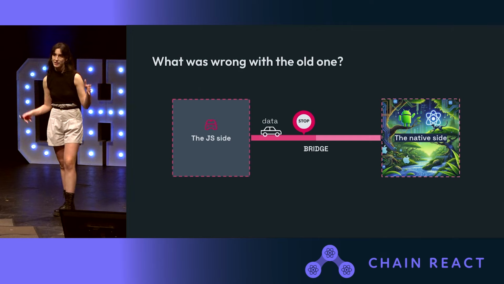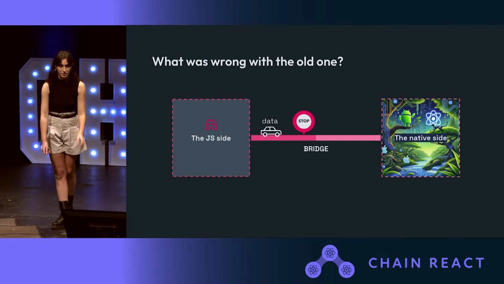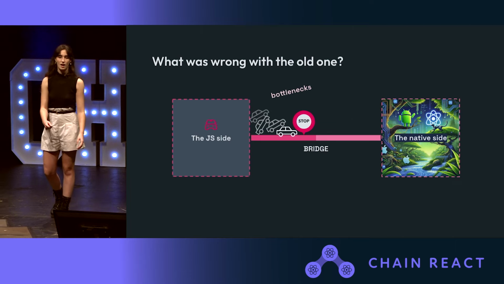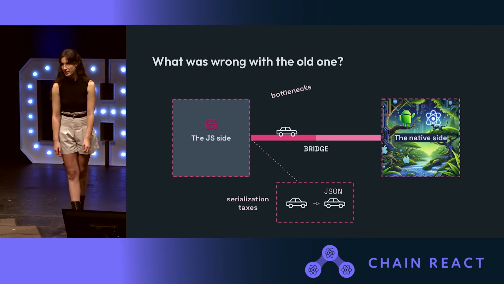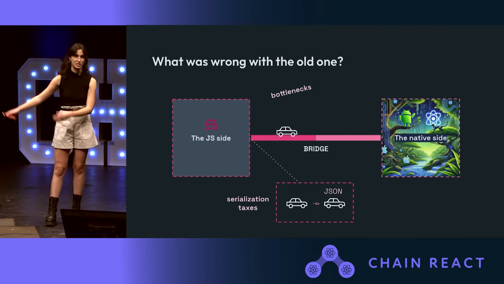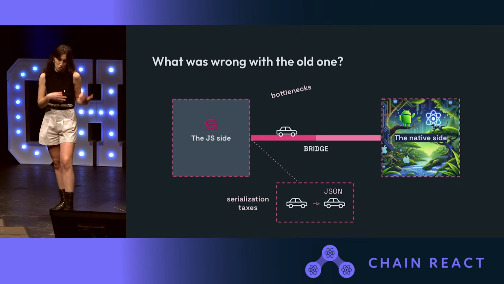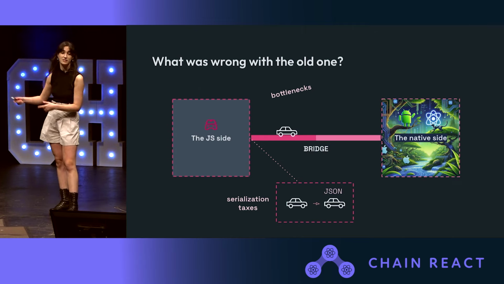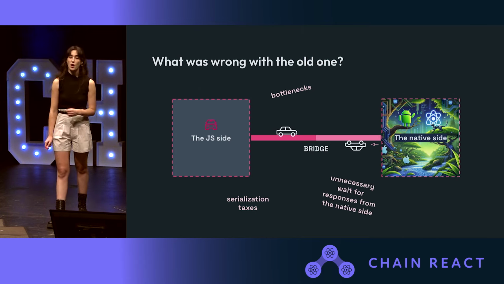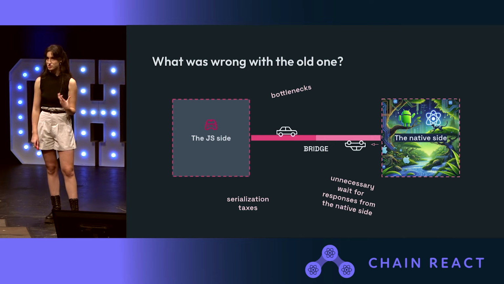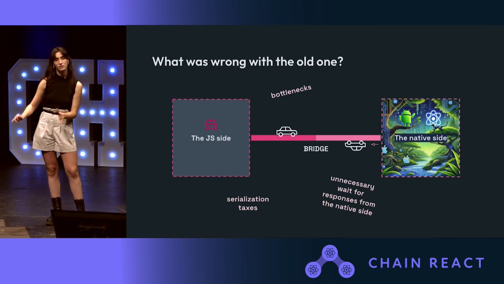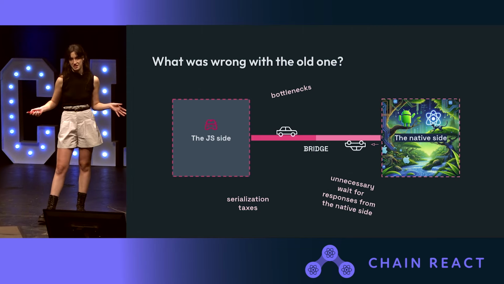But this bridge had some issues. For example, if you had a heavy flow of data, you could have bottlenecks that hurt performance. Another problem with the bridge was that you had to pay serialization and deserialization taxes, because everything that went through the bridge was in JSON format. You had to serialize it into JSON and then deserialize it on the other side, which brought a bit of overhead. Also, you had to wait for the responses from the native side, even if you didn't need them.